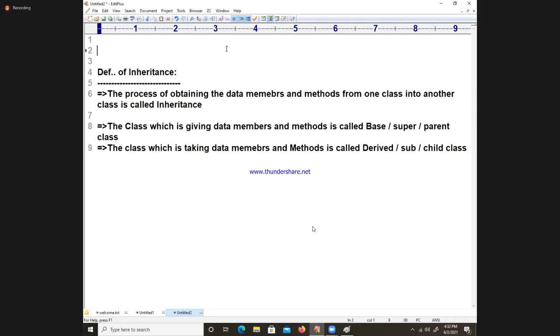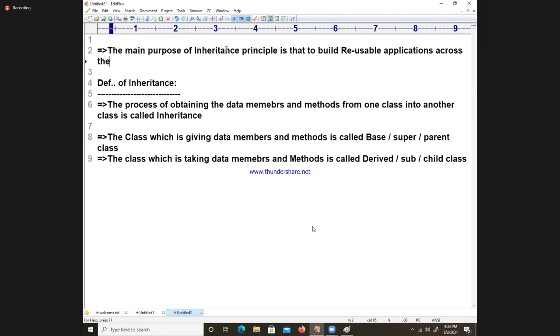Now I will write a final point here. The main purpose of the inheritance principle is to build reusable applications across the classes and programs, across the machines, across the drives, everywhere. Fine. Coming to the point, across the programs, I will go.